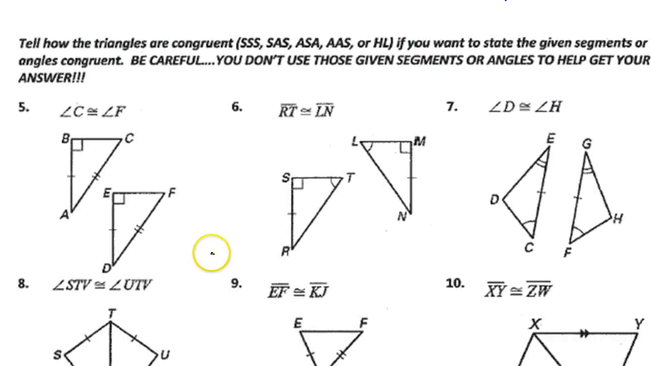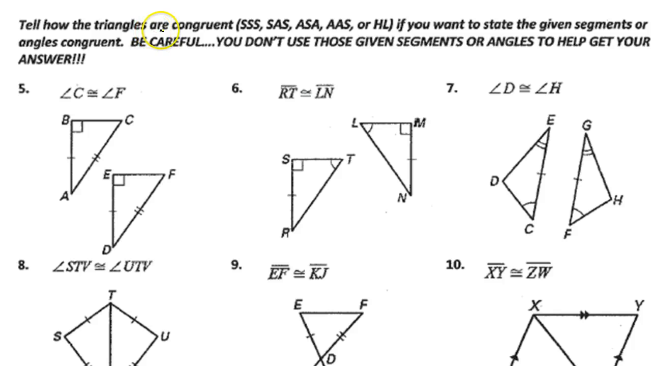All right? Now, tell how the triangles are congruent using one of these postulates. If you want to state the given segments or angles congruent, be careful. Don't use those given segments or angles to help get your answer. I have no idea what that means. But let's just look and see by what postulate these will be congruent. So this first pair, you know what, let me zoom in.